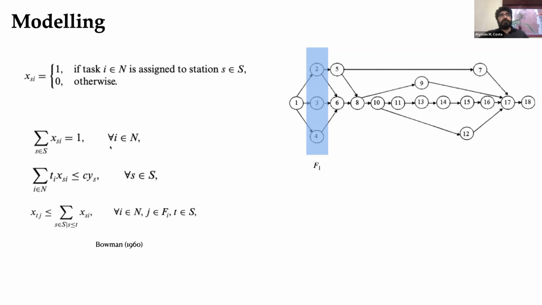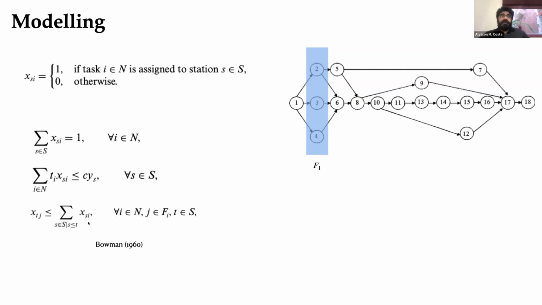And these constraints basically mean that you assign all the tasks. This constraint is the cycle time one, saying that whatever time associated with the tasks that you assign to station s must be smaller than the cycle time if station s is open. So if the station is not open, of course, you have no task that can be executed there.